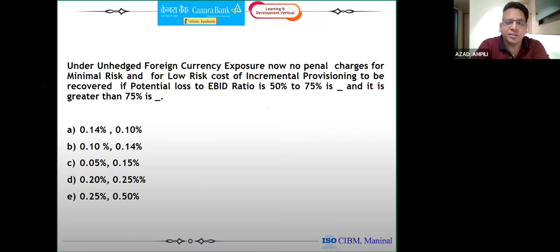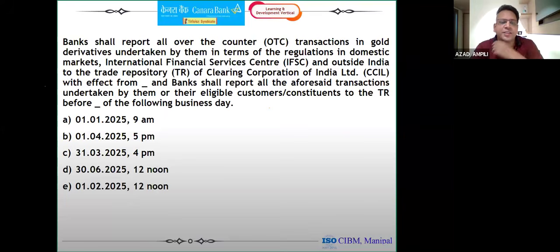Under unhedged foreign currency exposure, now no penal charges for minimal risk and low risk, cost of incremental provision to be recovered. Minimal, no risk, but low risk, what we have to take? 0.10 and 0.10. You're all saying it is B and that is the right answer. Very good. One more question on your screen. Now I will see who will answer this right. Yeah, Pankaj ji, you're right. I moved on now and next question you see.